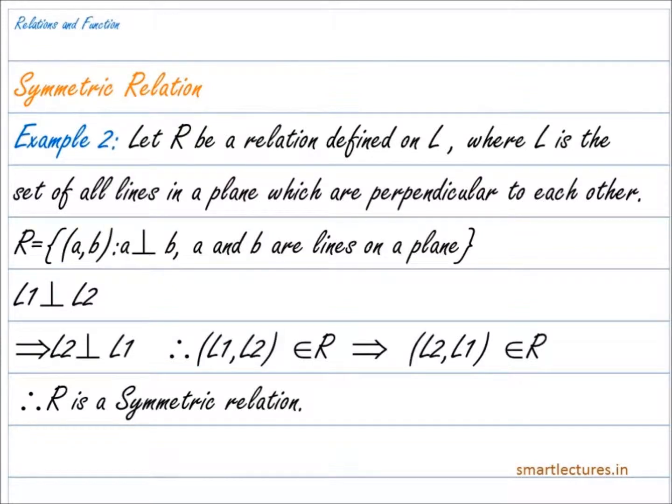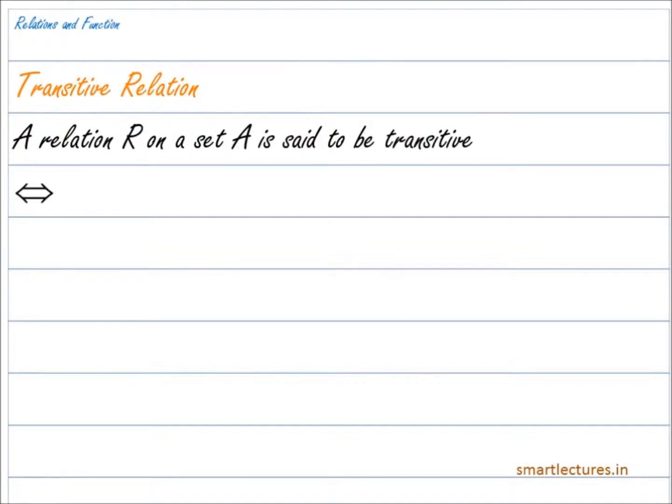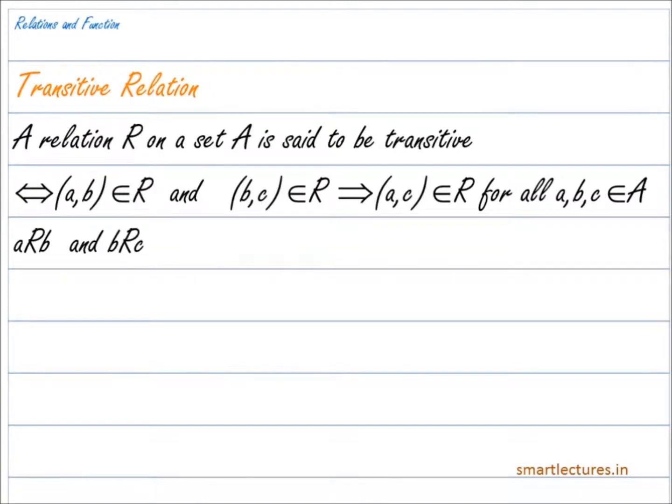Now, what's a transitive relation? A relation R on a set A is said to be transitive if and only if (a,b) belongs to R and (b,c) belongs to R, then that also implies (a,c) belongs to R for all a, b and c which belong to A. That means if a is related to b and b is related to c, then that also means a is also related to c for all a, b and c which belong to set A.